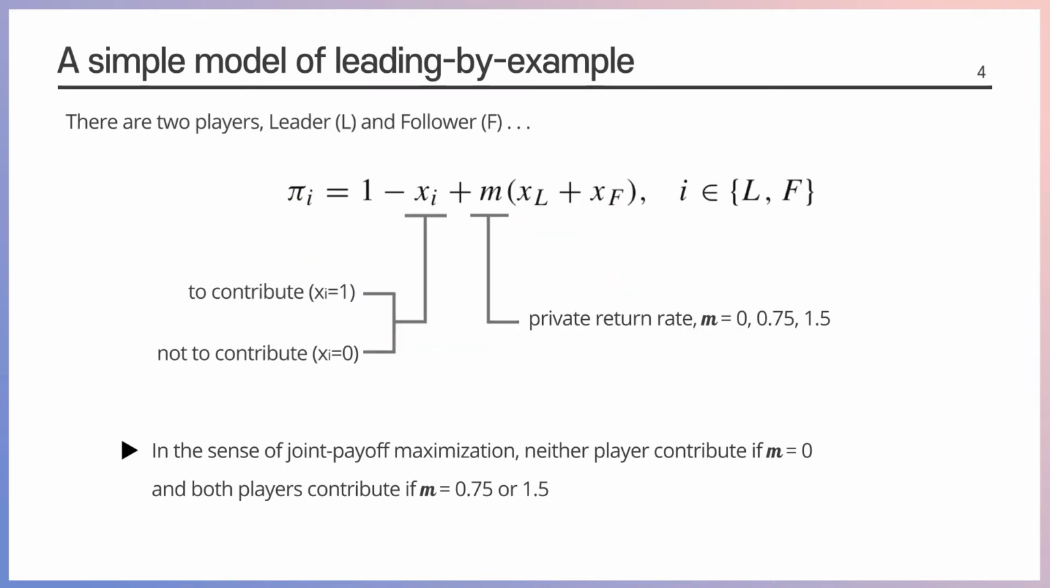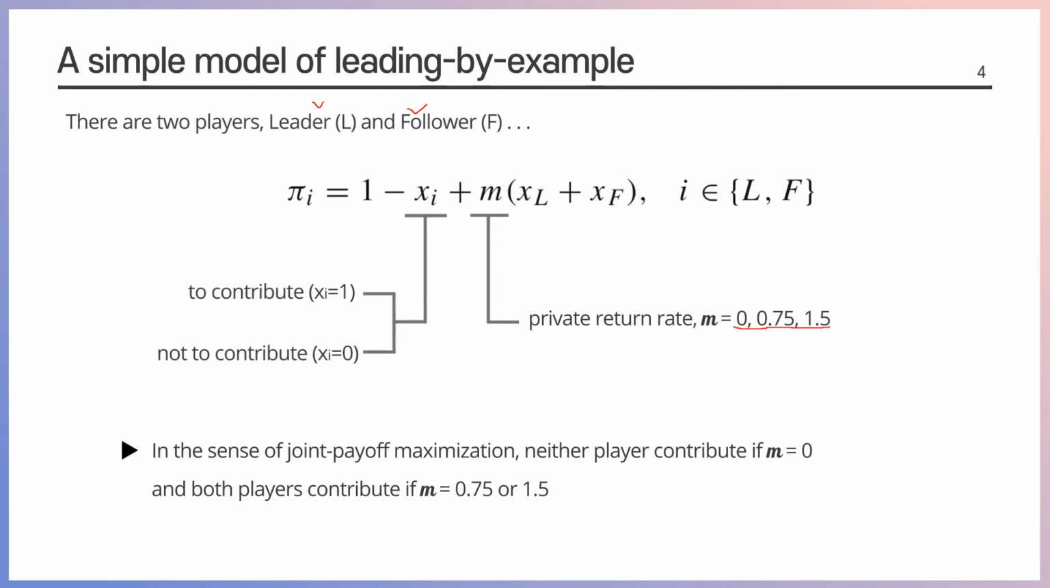Now look at the model of leading by example. The experiment is based on a simple voluntary contribution game. There are two players, a leader and a follower, and each player decides whether to contribute or not to a group activity. The payoff function is like this, where m is the private return rate. It could be 0, 0.75, or 1.5.